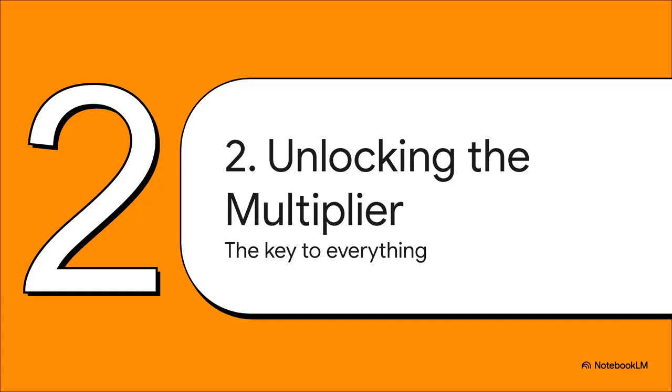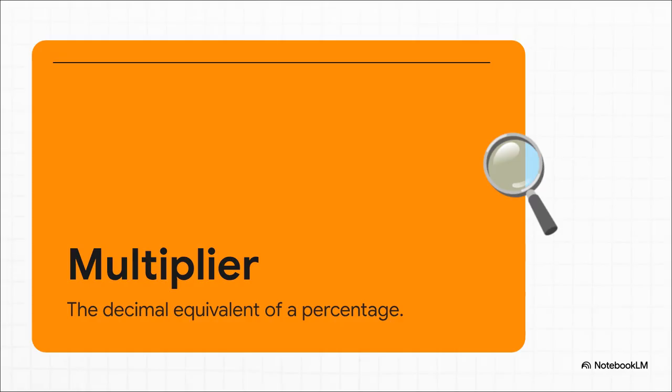So, Section 2, unlocking the multiplier. This right here, this is the key. This is the one simple concept that is going to change the entire game for you. So what is this big secret? This multiplier. It's literally just the decimal version of a percentage. That's it. Nothing more complicated than that. It's the tool that lets a calculator solve any percentage problem in one single step.